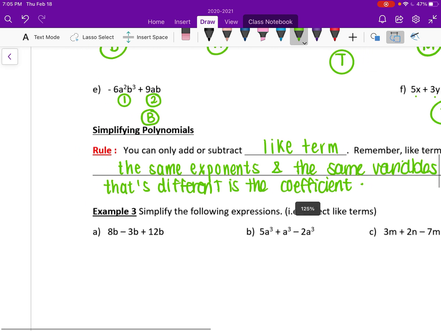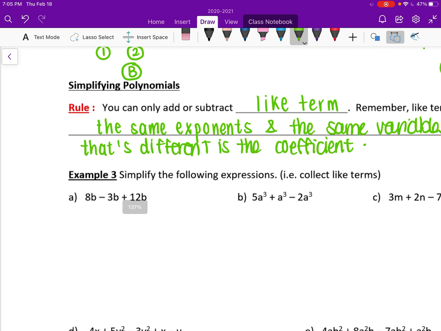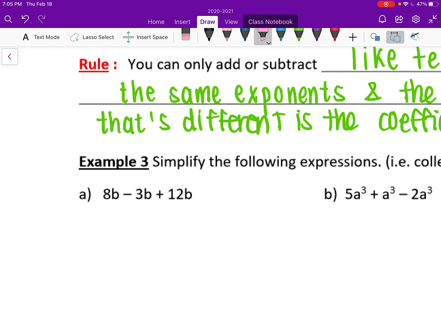Okay? So now it says simplify the following expression. So collect the like terms. So let's just go in here. We have a b to the power of 1, a b to the power of 1, and a b to the power of 1. That means that all of these are like terms. When you are simplifying expressions, you can just add or subtract the coefficients.